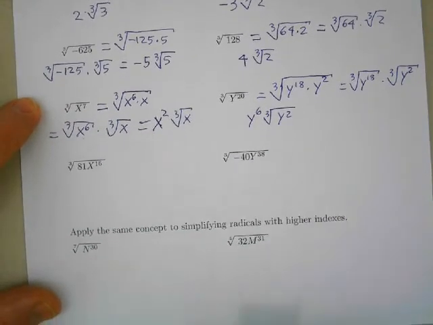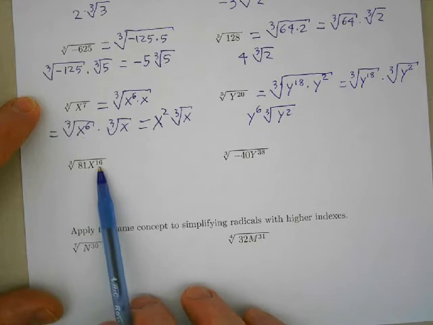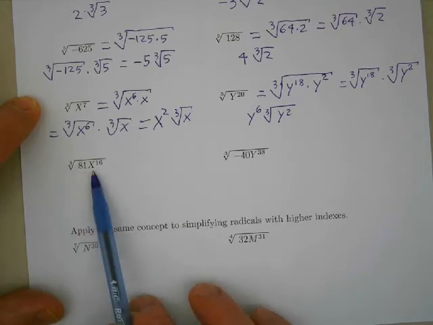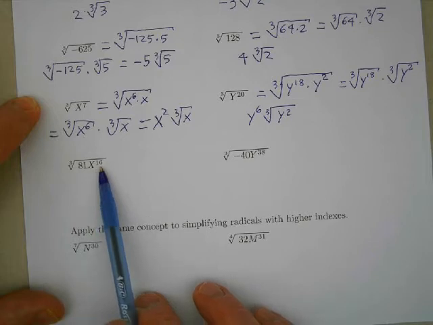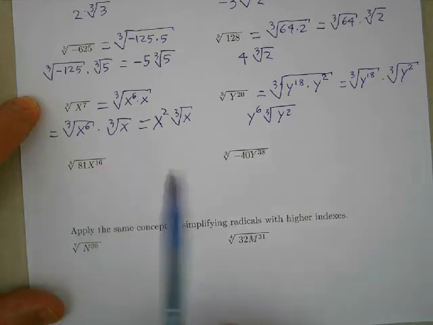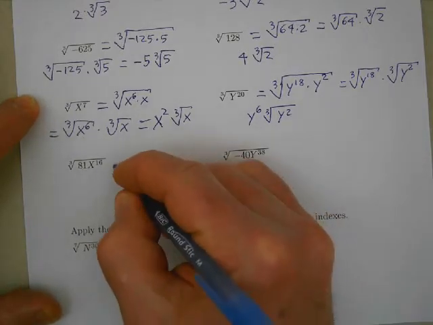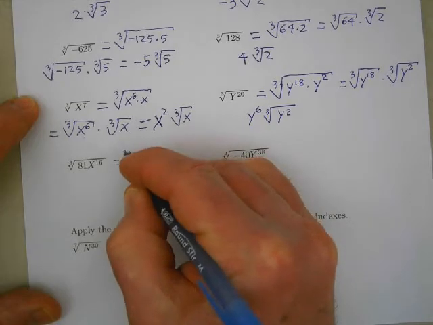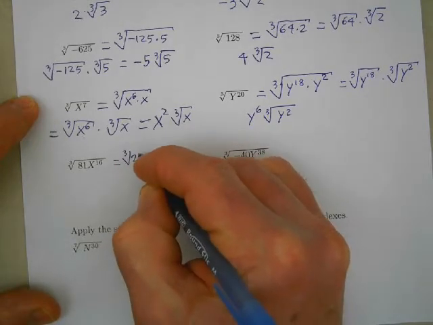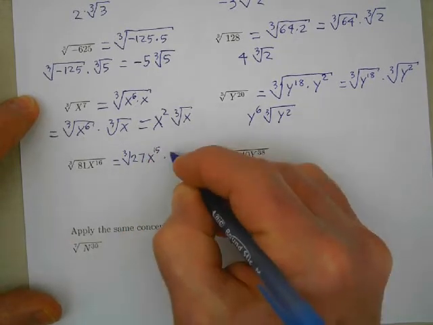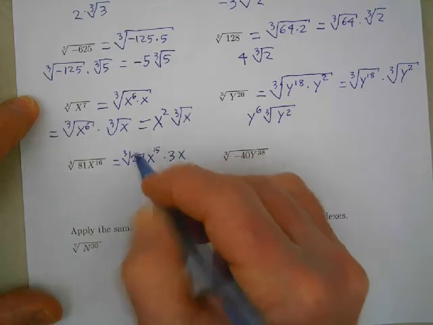Okay, the cube root of 81x to the 16th. The largest factor of 81 that's a perfect cube is 27. 27 times 3 is 81. The largest factor of x to the 16th that's a perfect cube is x to the 15th, because 15 is a multiple of 3. So we'll rewrite this as the cube root of 27 times x to the 15th times 3 times x.